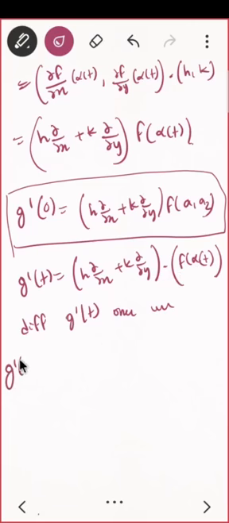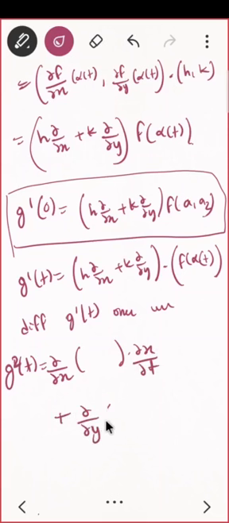So g dash of t, g double dash of t, it will be what? Dou by dou x of whatever the function is, multiply by dou x by dou t. That is the chain rule, na? Plus dou by dou y, whatever your function, multiply by dou y by dou t. Correct? Now dou by dou x of whatever that function is, that is h dou by dou x, let us write f together with it, suppose. So it will be h dou f by dou x plus k dou f by dou y. And here also h dou f by dou x plus k dou f by dou y.